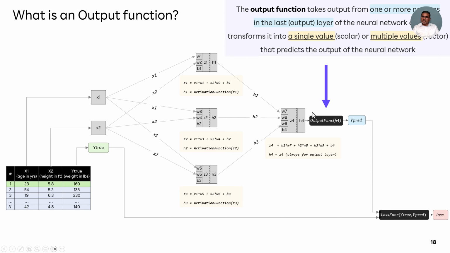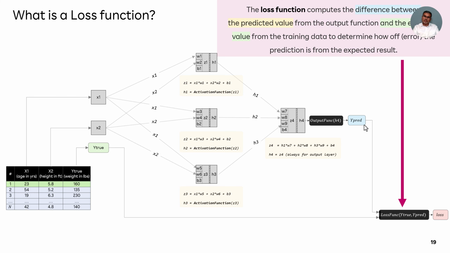You take this last layer and the neurons in this output layer, and then you use a function which converts the values coming from this layer into a prediction, which we call y pred. You could output one value or multiple values. So that is what an output function does. There are different types of output functions to solve different use cases, and we'll go into that in subsequent slides. The next one is a loss function, which happens here.